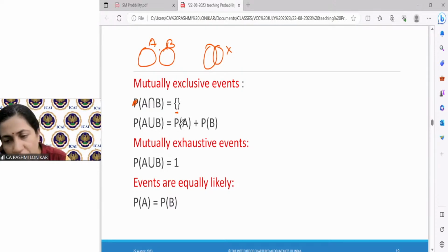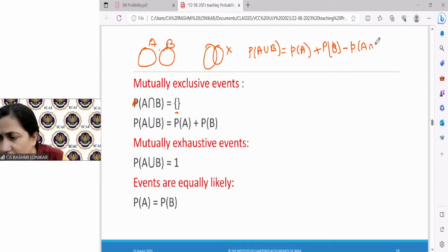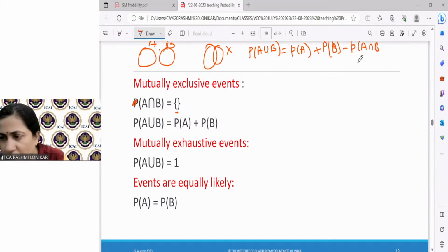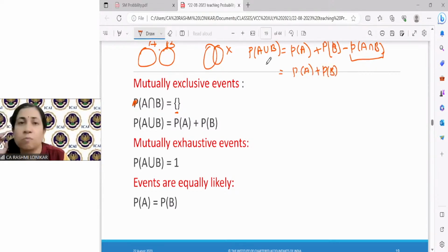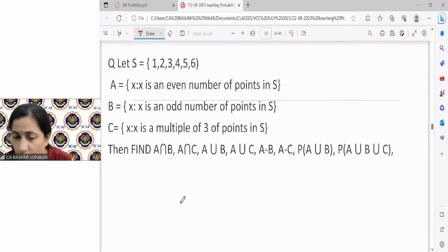Then P of A union B is P of A plus P of B. Why is that? Because for P of A union B, we know the formula is P of A plus P of B minus P of A intersection B. Now we know P of A intersection B is 0, so that term does not hold. So this becomes P of A plus P of B. For mutually exhaustive events, P of A union B is 1. Events are equally likely means P of A will be equal to P of B. Okay, so now let us move to the next sum.